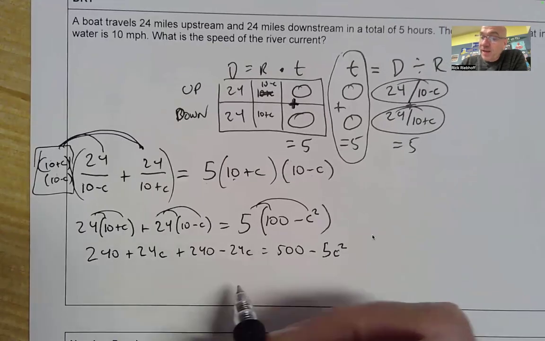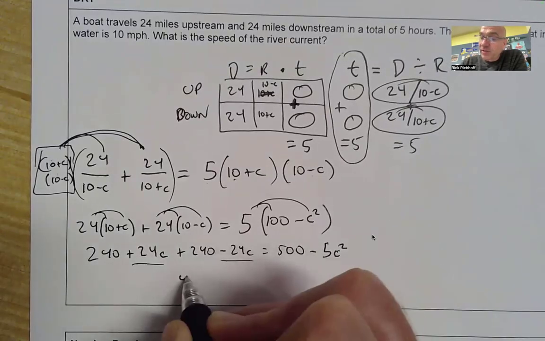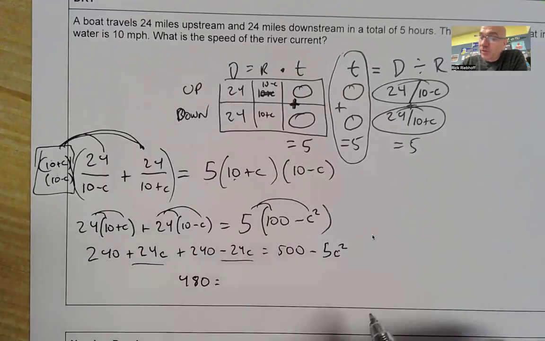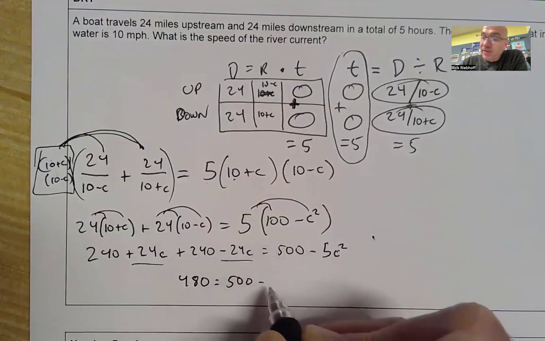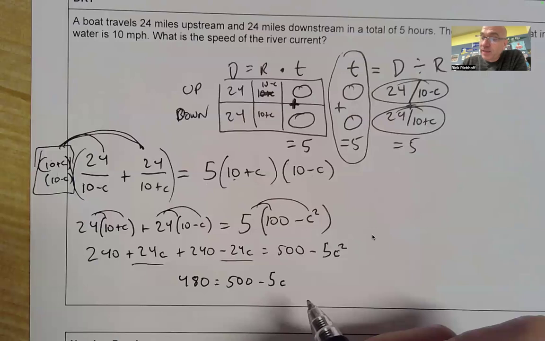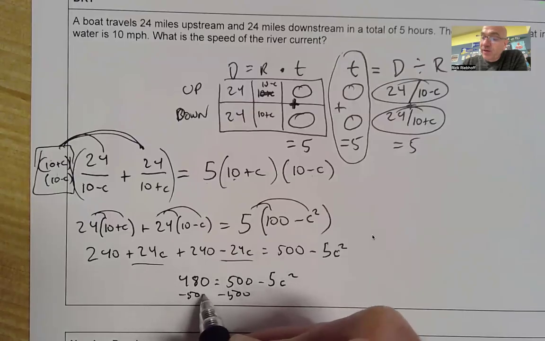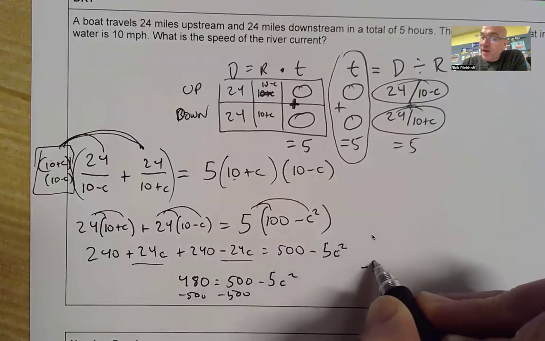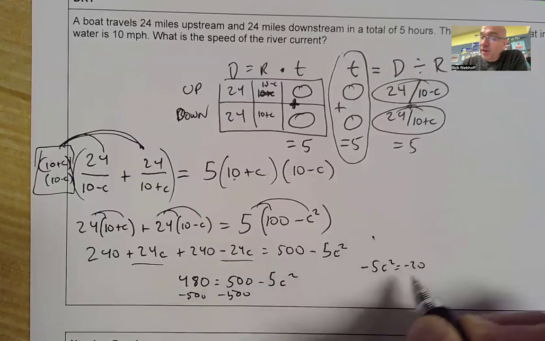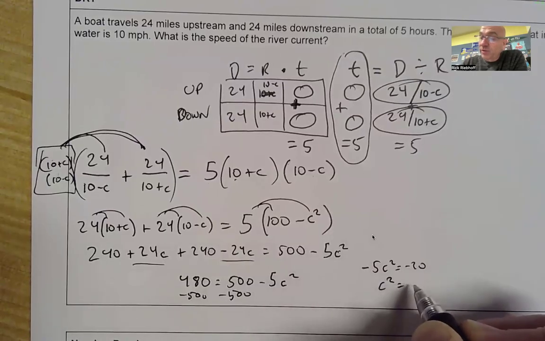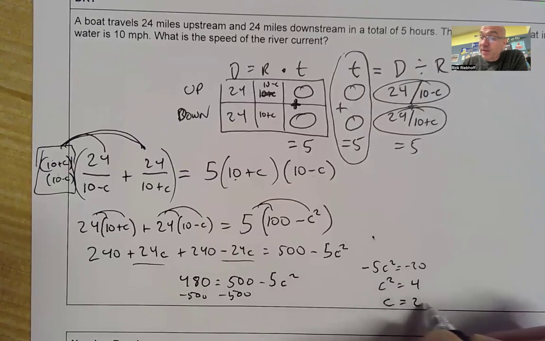Let's see. We got 480. Oh, the c's cancel out on this side. So 480 equals 500 minus 5c squared. All right, so we're going to subtract 500 from both sides. So I'm going to get negative 5c squared equals negative 20. Divide by negative 5, c squared equals 4. Oh, hey, this ain't so bad. So c is going to have to be 2.